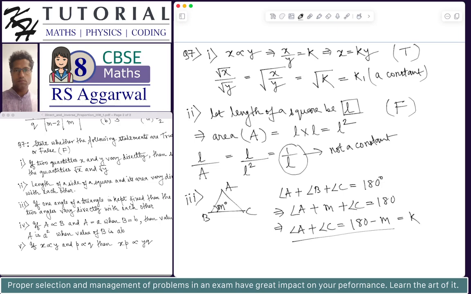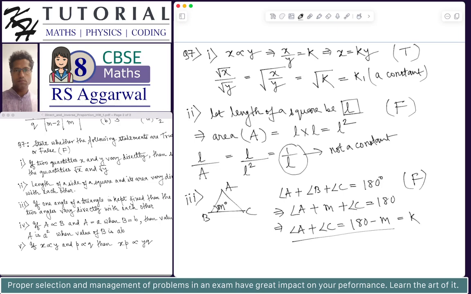If two quantities are in direct variation, their ratio must be a constant, but we are getting the sum in this problem. The two quantities are angle A and angle C. There we are not getting their ratio to be constant, but we are getting their sum to be a constant. So angle A and angle C are not in direct variation. So this is a false statement.